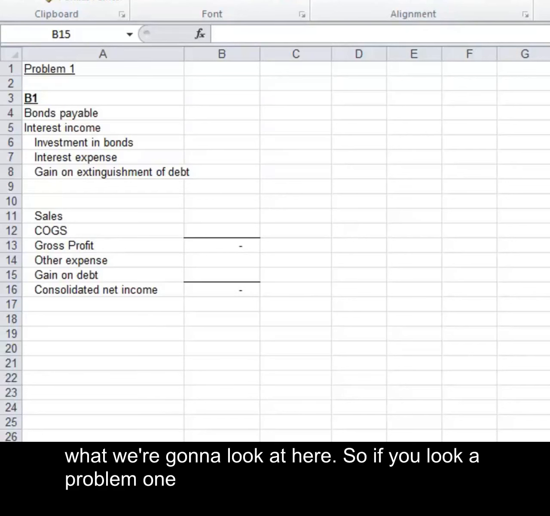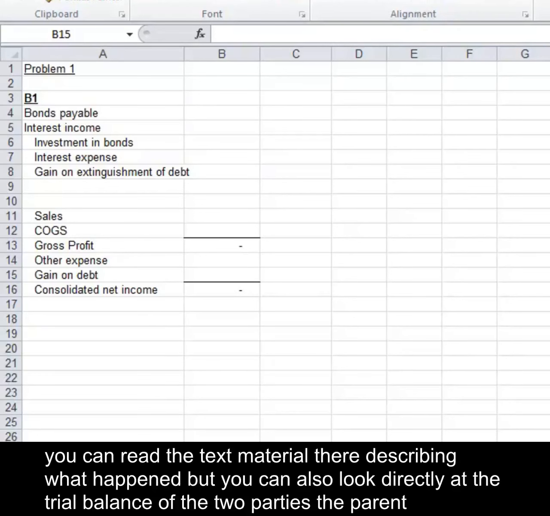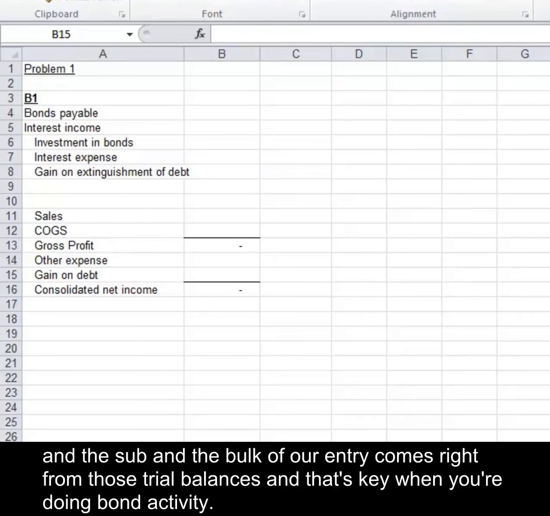So if you look at problem 1, you can read the text material there describing what happened, but you can also look directly at the trial balance of the two parties, the parent and the sub. And the bulk of our entry comes right from those trial balances. And that's key when you're doing bond activity.